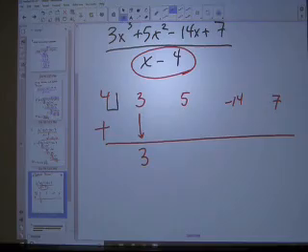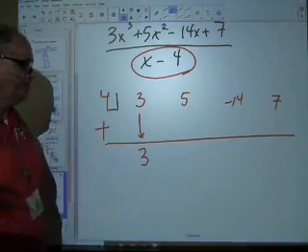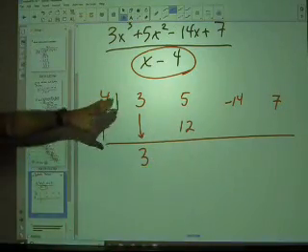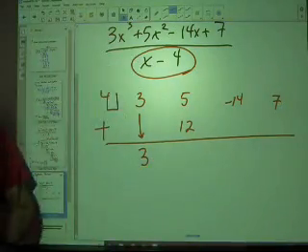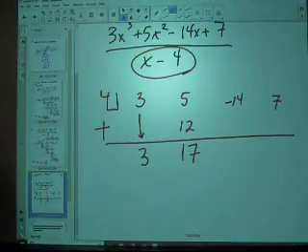The next thing you're going to do is take the 4 that's here times this number here, in this case 3, and that gives me 12, which is my next piece of my working step. And as the plus sign is there, I will add the 5 and the 12, and that does give me 17.